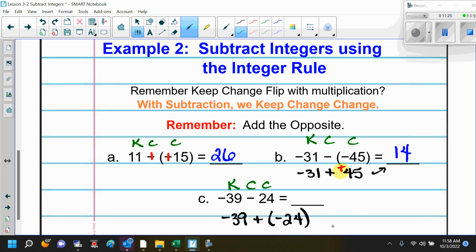What is the rule for adding integers with the same sign? So when we add integers with the same sign, you just add the digits and keep the same sign. So 39 plus 24 is, so this is going to be a negative 63.